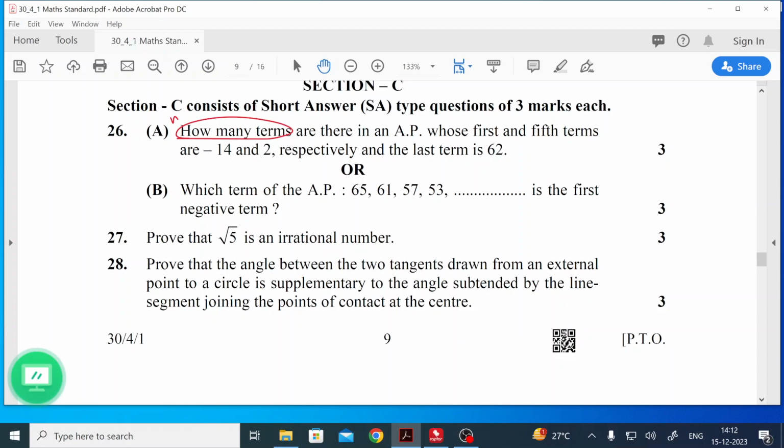Here you will see. How many terms are there in the AP whose first and fifth terms are given? First means what, children? A value. What are they telling? A is minus 14. Fifth, in the sense a5 equal to 2. That is a plus 4d is equal to 2. A value minus 14 plus 4 times d equal to 2. And 14 when you send to the opposite side, it will become 16. I mean plus 2 when you add, then d is equal to 4.